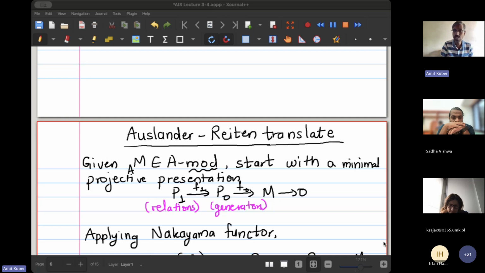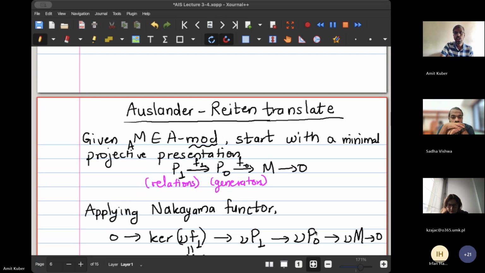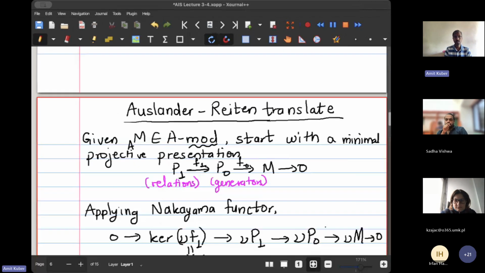And that is fine, because our Nakayama functor is right exact. So it will preserve the zero at the end. Even if there is a zero present in the beginning, that doesn't matter. So we are applying the Nakayama functor on it. What do we get? We get nu M. It doesn't change direction, so we'll get nu M to 0, that is still preserved, then nu P0, nu P1, and then whatever this map is, maybe I should write the names of these.